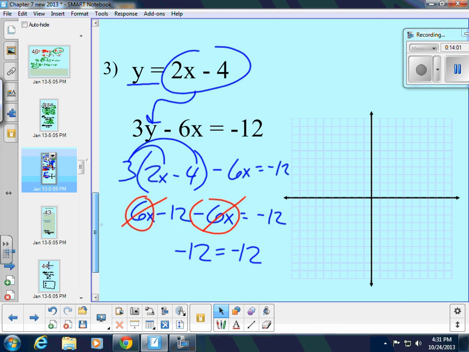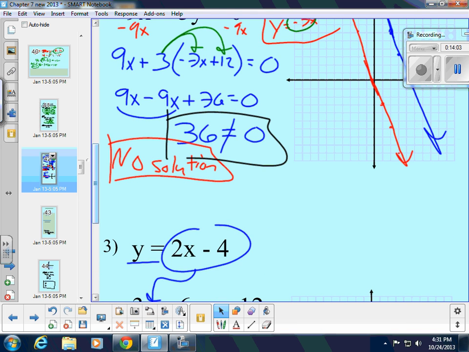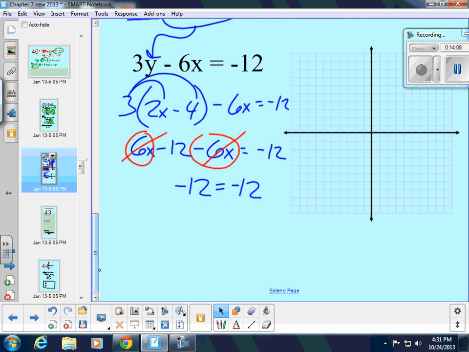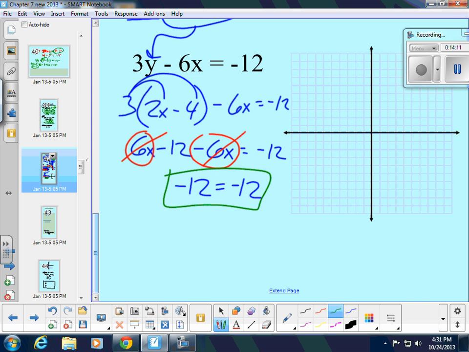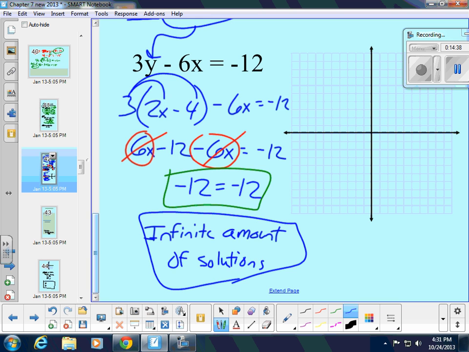Now, unlike the previous case, where 36 was not equal to 0, so we put a slash through, and that's the no solution case, in this situation, negative 12 is equal to negative 12. That is true. So what do we put in this particular case? Well, solving with substitution, this case is actually the infinite case. We say there's an infinite amount of solutions.